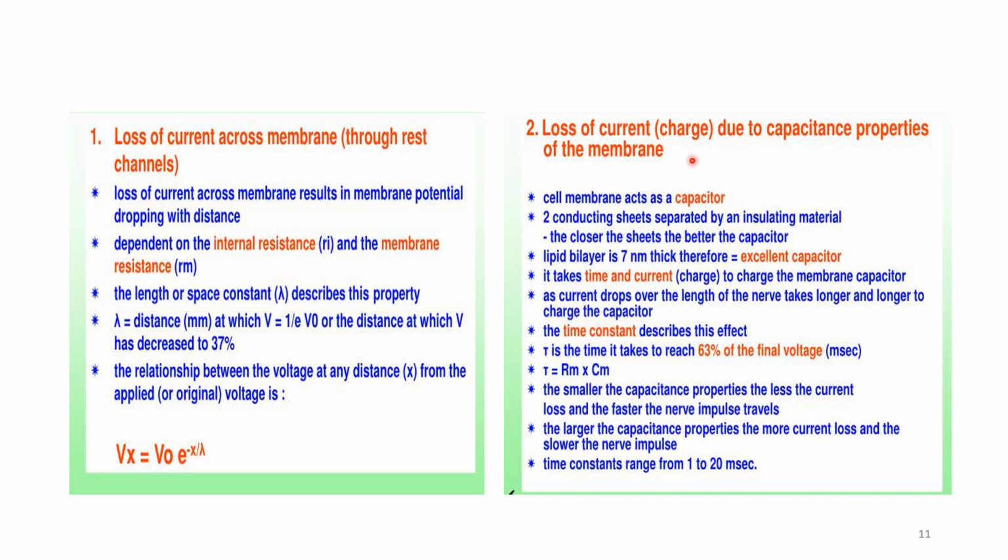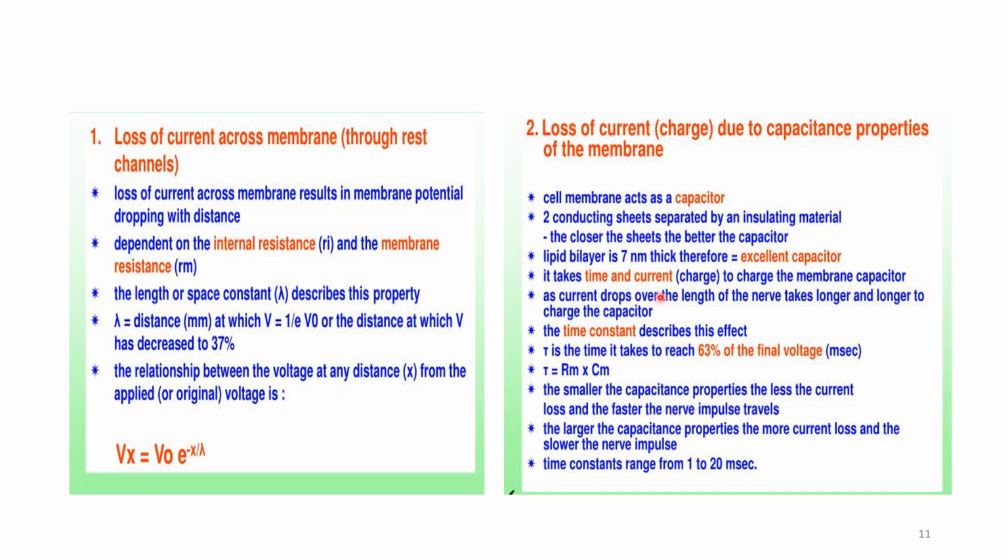Then coming to loss of current due to capacitance properties of the membrane. Actually, the cell membrane acts as a capacitor. We have already seen that ICF and ECF are conducting material. It is separated by our insulating cell membrane, that lipid bilayer, which is 7 nanometer thick, and it can act as an excellent capacitor.